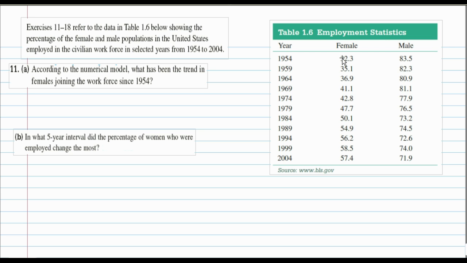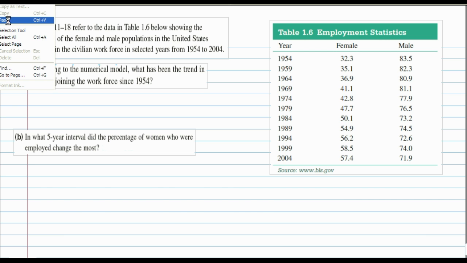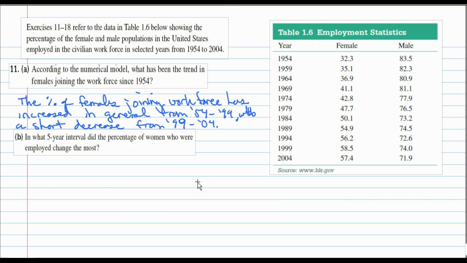Well, we're looking at the percentage of females that have joined the workforce. So in 1954, 32.3% of females were in the workforce. That percentage has been increasing, I think, all the way through here. Oh, except we got a small little decrease from 1999 to 2004. So I am going to write down my answer. Oh look, there it is. Don't you wish you could do that? The percent of females joining the workforce has increased in general from 1954 to 1999, with a short decrease from 1999 to 2004, or a small decrease.